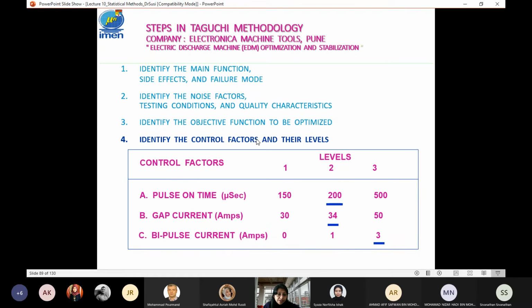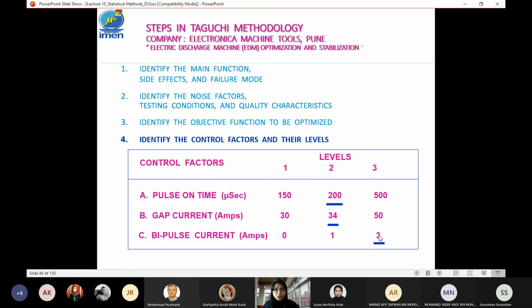Identify the control factors. We have 3 control factors: pulse on time measured in microseconds, gap current in amps, and also the bipulse current also in amps. And 3 levels are chosen. Now, what if I have 5 levels? What if I have 10 levels?